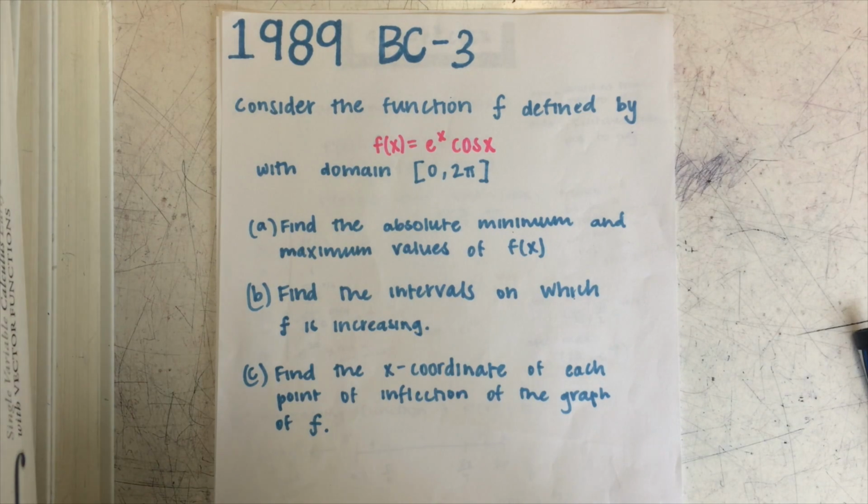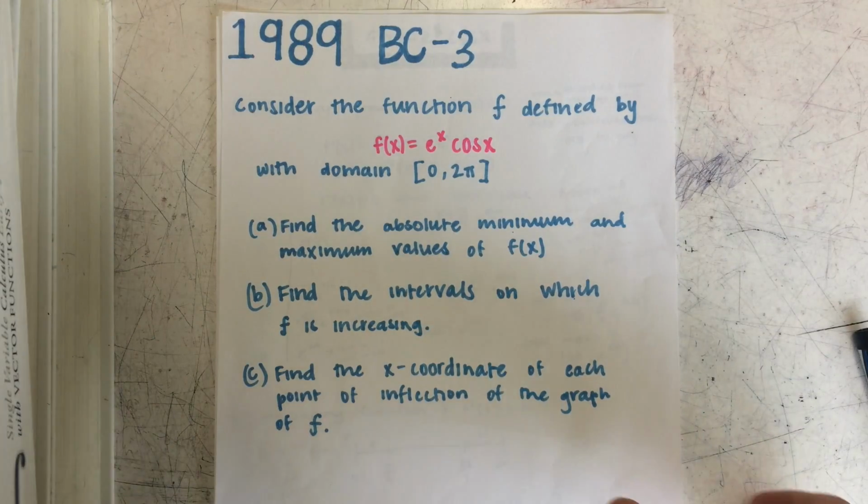This is 1989 BC3. We're looking at the function e to the x times cosine of x with a domain 0 to 2 pi. You need to find the absolute minimum and maximum, find the intervals on which f is increasing, and find the x-coordinate of each point of inflection on the graph.